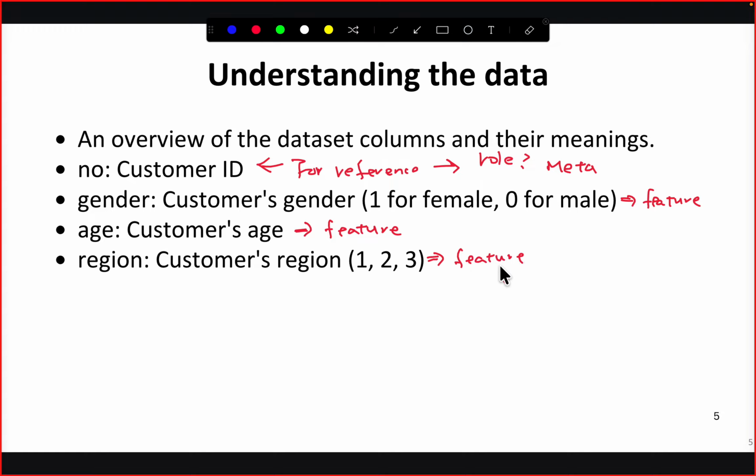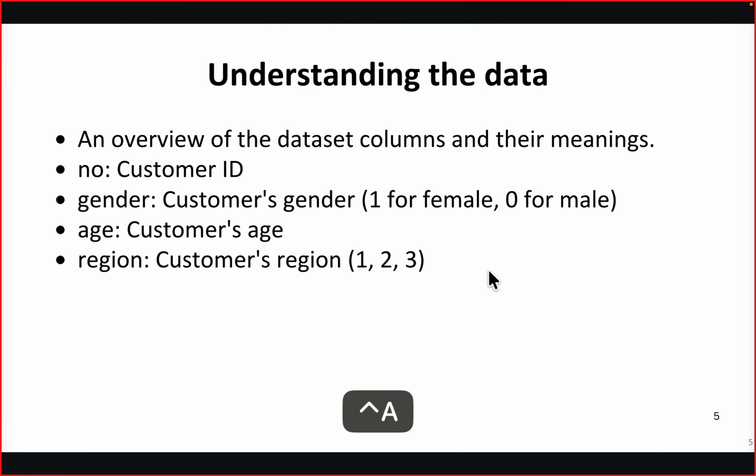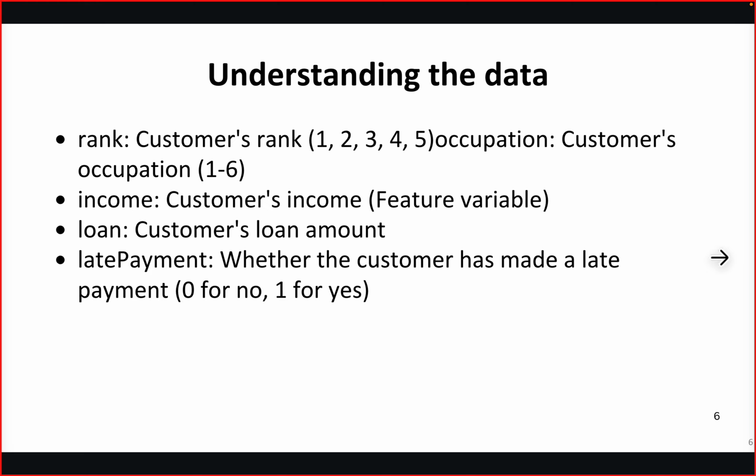But it's categorical. It's categorical for region. Okay, let's go to next. We have rank. Customers usually have a rank because they want to borrow money from the bank. The banker has to evaluate their credit and give the customer a rank. The higher the rank, the more money you can borrow from the bank. So it's a kind of rank.